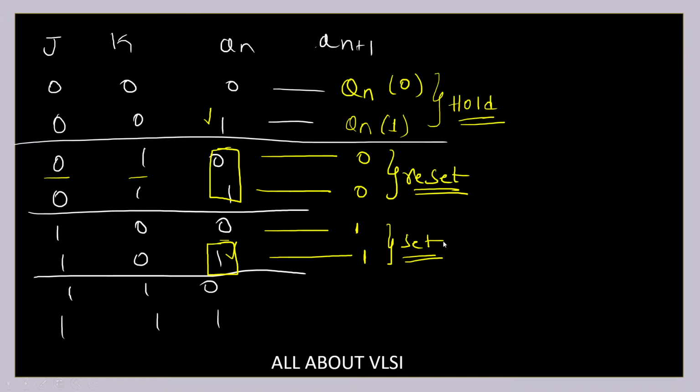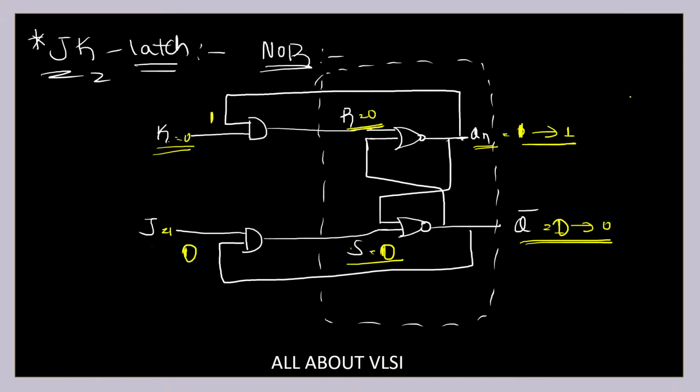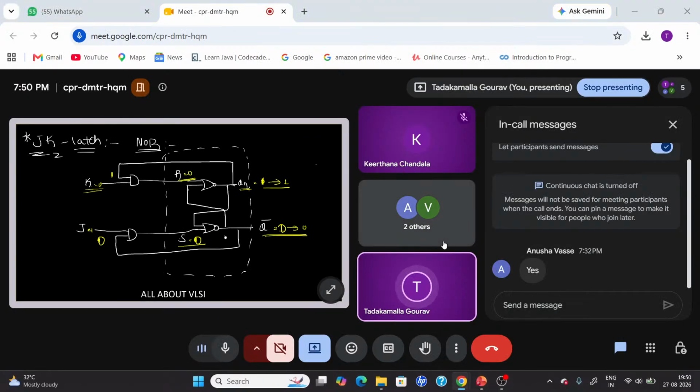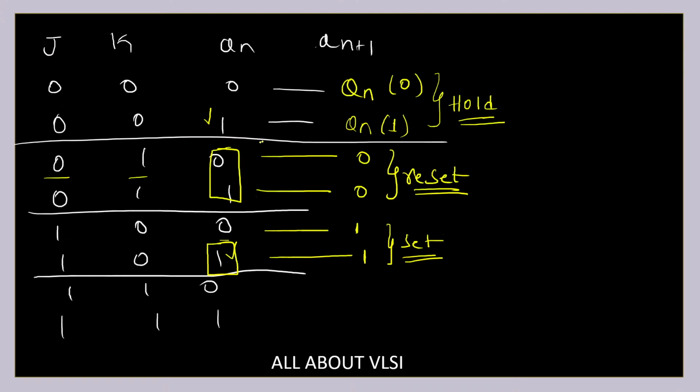Now, up to here, the same characteristics we were having in the case of my SR latch, in the case of my JK latch also, I'm going to have the same conditions, right? Now, let us see the last condition where your J is equal to 1 and K is equal to 1 and Qn is equal to 0.